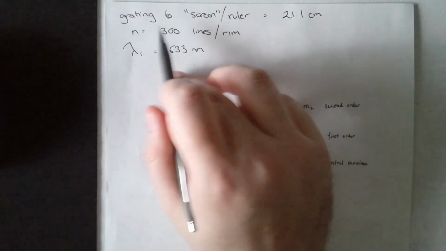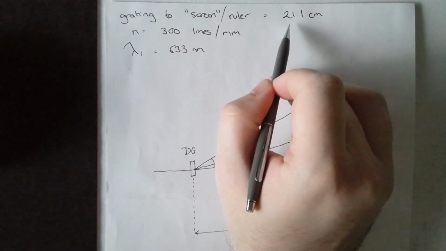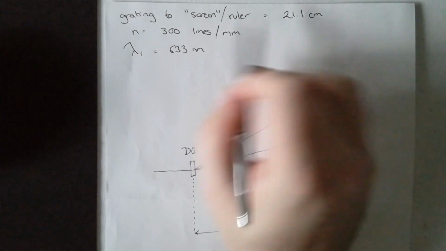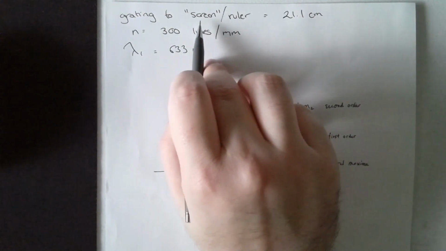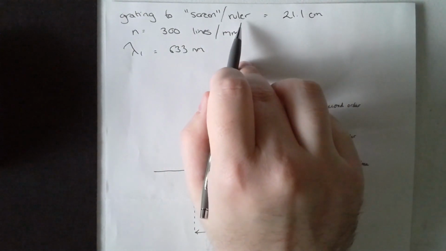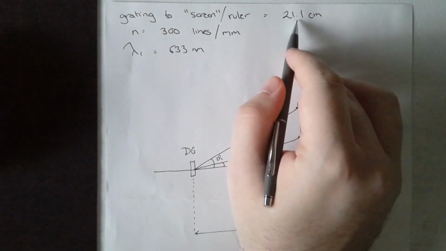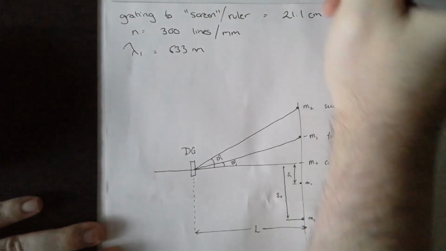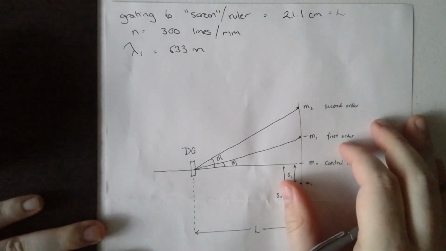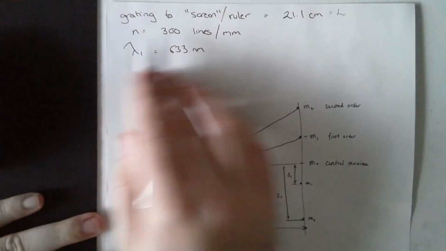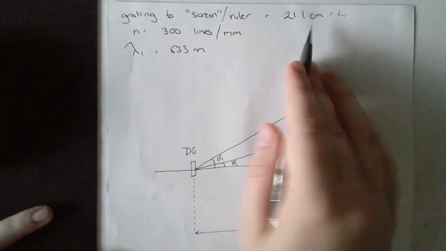So here, just to remind you again, this will be reiterated in the experiment videos. The distance from the diffraction grating to the screen, which would be considered our ruler, in that particular experimental setup is 21.1 centimeters, and we would actually call this in our math equations capital L. And that should be the same regardless of which two laser beams we're looking at for that experiment.